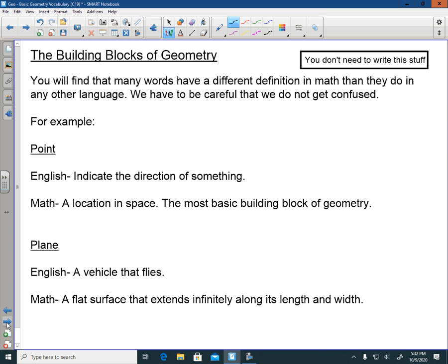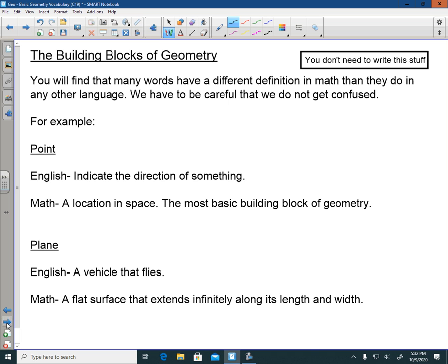So you're going to find a lot of words, and you probably have already noticed this in your math life, that are different in math than they are in the English language. And so we have to be really careful that we don't get confused. For example, the word point in English means to indicate the direction of something or the location of something. In math, that's the same thing, a location in space. And it's the most basic building block of geometry, a location in space. So when you talk about the word point in both the language of English and the language of math, it's pretty similar.